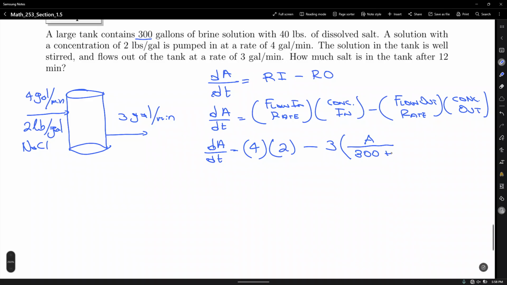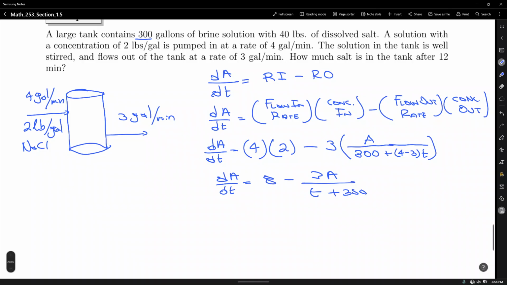So, plus (4 minus 3)t. Where am I getting this 4 minus 3 from? Well, again, that's the difference between what comes in minus what comes out, giving us a net increase of 1 more gallon, right? So, what's 4 minus 3? Just 1. So dA/dt equals 8 minus 3A over 300, or I'm going to write, 4 minus 3 equals 1 times t, so just t plus 300.